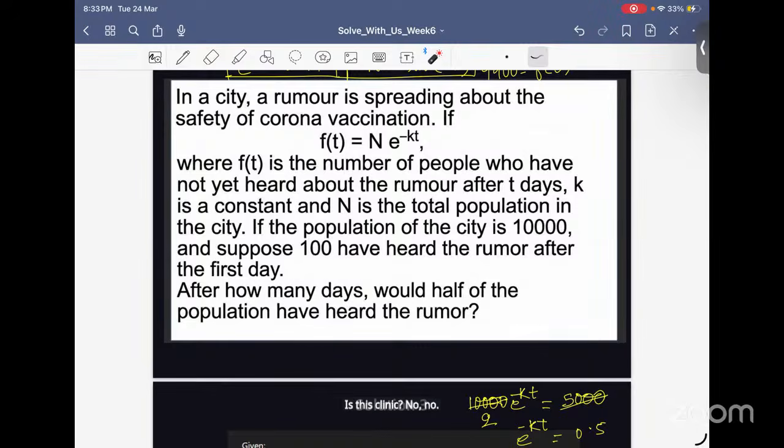But t is already known as 1, right? No, see, here it was given that after 1 day, 100 people got to know about it. Correct? But that t was given just to calculate the value of k, so that you will have the equation, and then in the end you have to calculate the time after which half of the people will know about the rumor. You got it, right? Here, for the first day, you have been given the information that after the first day 100 people come to know. Now tell me after how many days half of the people will come to know. Okay?